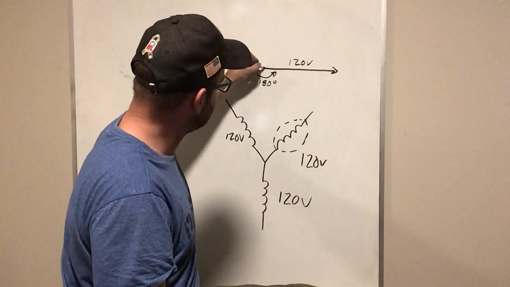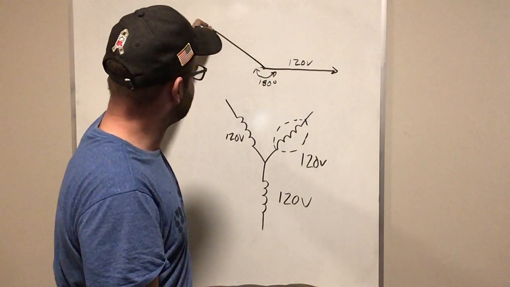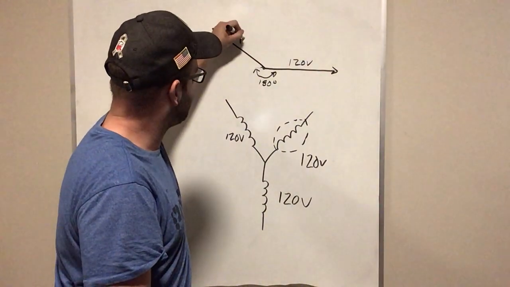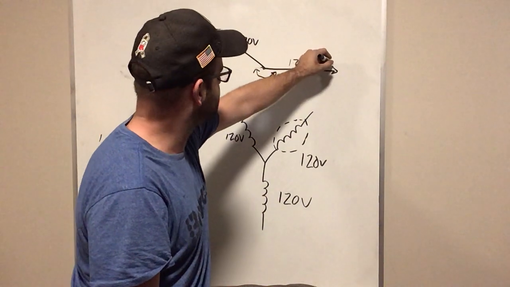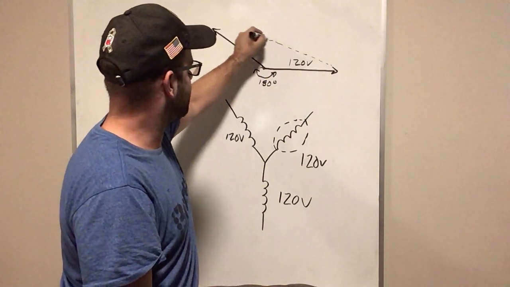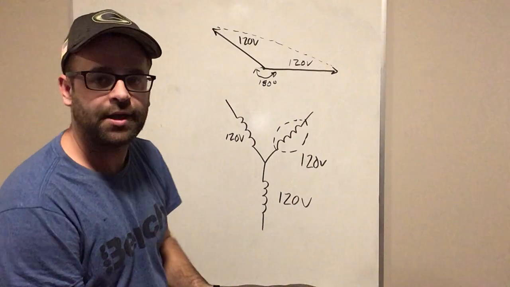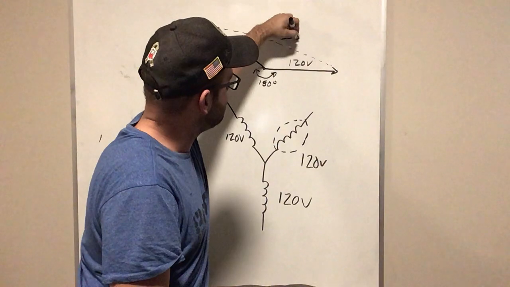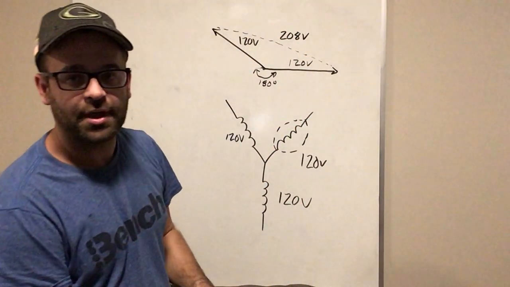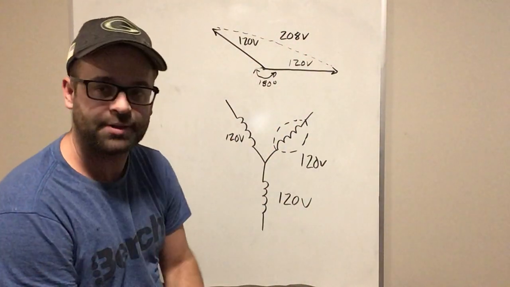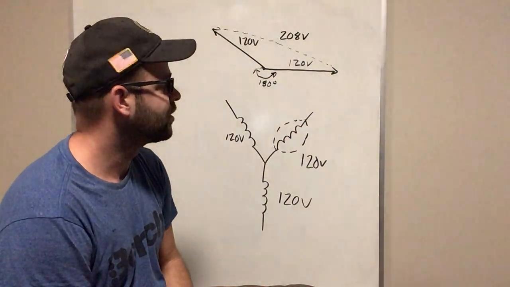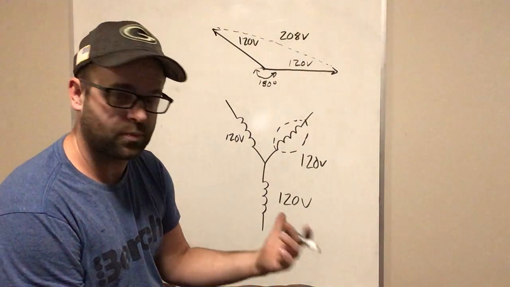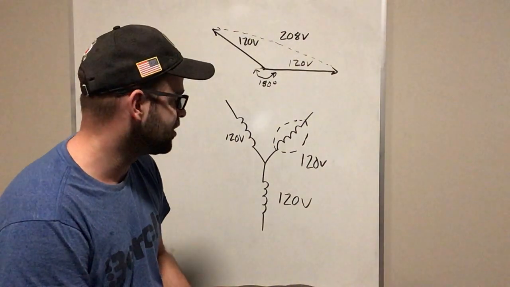we end up getting something that looks like that. And then if we were to take the vector sum of those two values, so the vector sum of that guy across here, we would end up finding that that voltage is 208 volts. And I'm sure you guys have seen that before. Any three-phase system, you're going to be working with 120 to 208, not the conventional 120 240 that you would see in a residential home.